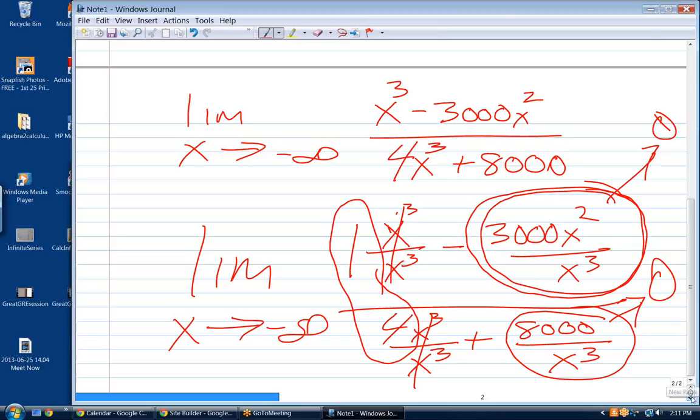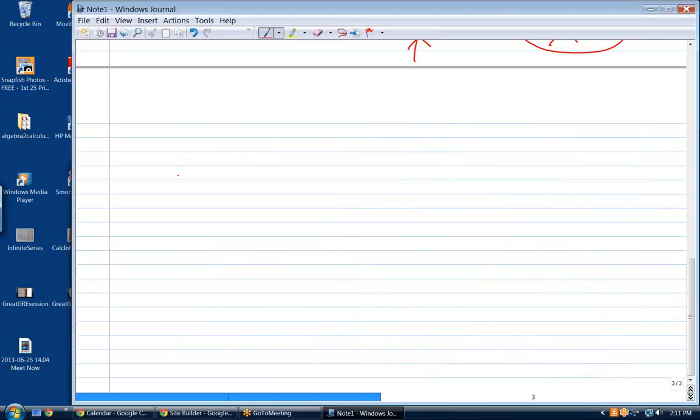Okay, that makes sense. All right, the next one's another limit problem. This one, not as straightforward. It's the limit as x approaches 5 of e to the x minus 5. The exponent is x minus 5.